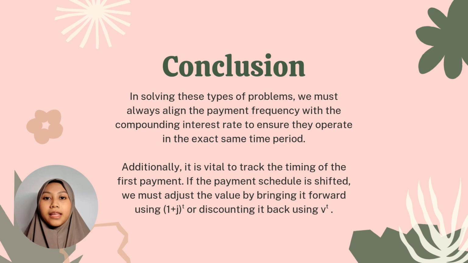Before I end my presentation, I would like to conclude this kind of question. In solving this type of problem, we must make sure that we align the payment frequency with the compounding interest rate to ensure that they operate in the exact same time period. Additionally, it's also important to track the timing of the first payment. If the payment schedule is shifted, we must adjust the value by bringing it forward using 1 plus j or 1 plus i power of t, or discounting it back using v power of t. But it also depends on whether we use annuity immediate or annuity due.